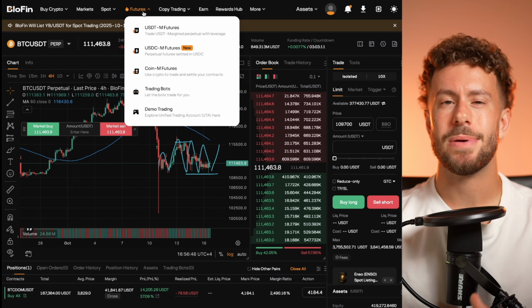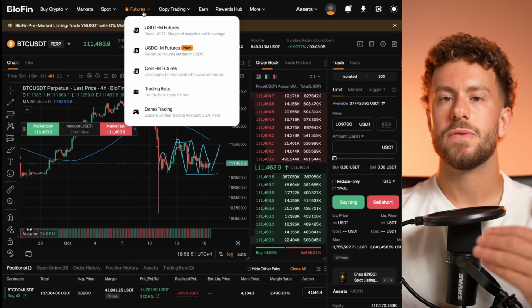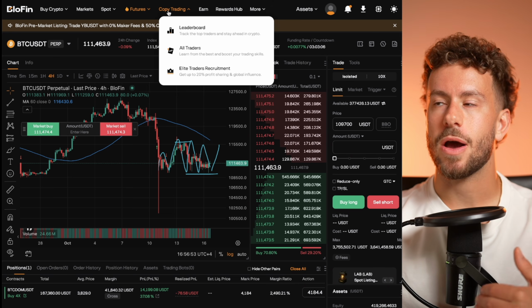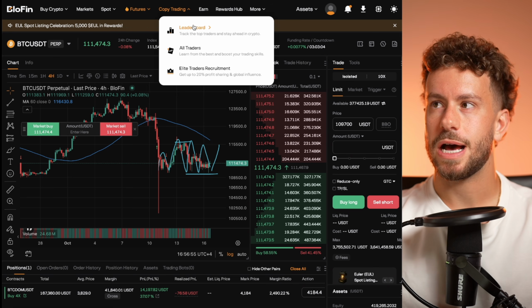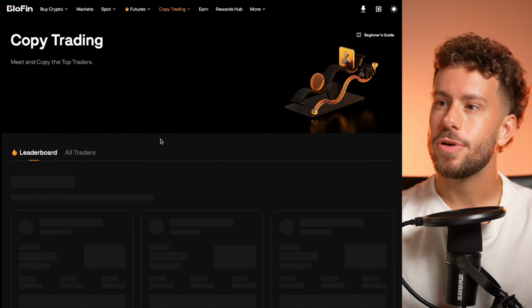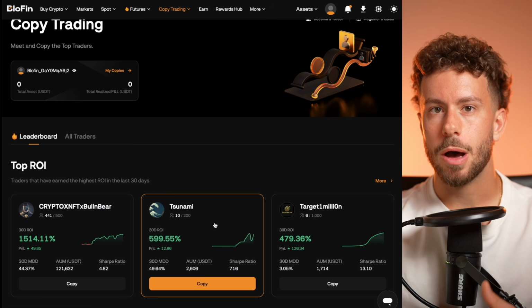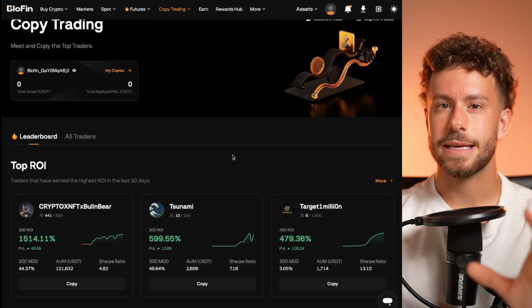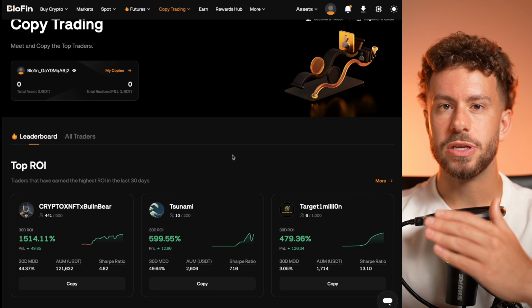This is the futures tab, and this is the tab that I use mostly for all of my crypto trading. However, they also have copy trading functionalities. You can see here that they have a pretty interesting leaderboard showing the top gainers, and you can essentially set up your account in a way where you can copy trade these people.